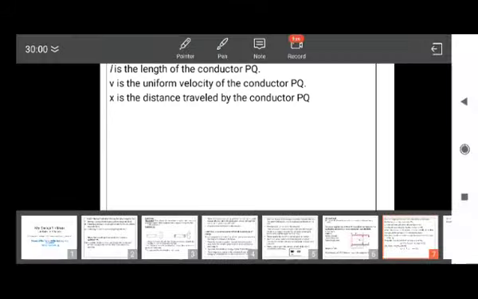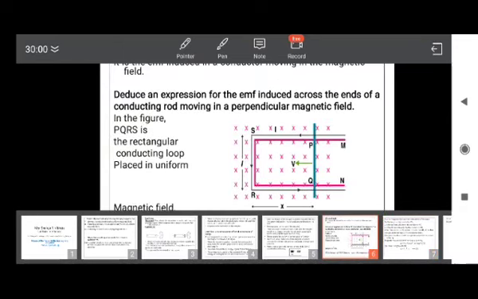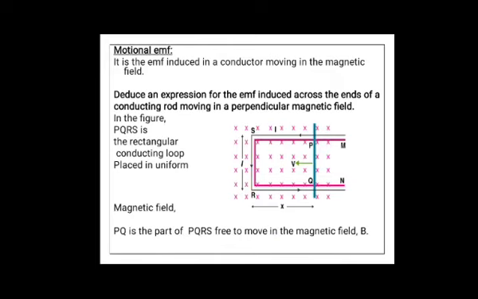So once again, see this diagram. Here, L is the length of the conductor, X is the breadth of the conductor, and you have to move this PQ because it is free to move in the magnetic field. If you move this PQ, then what happens?